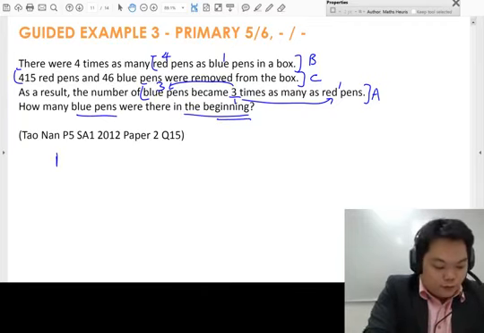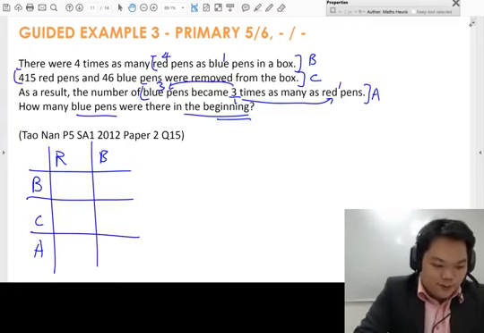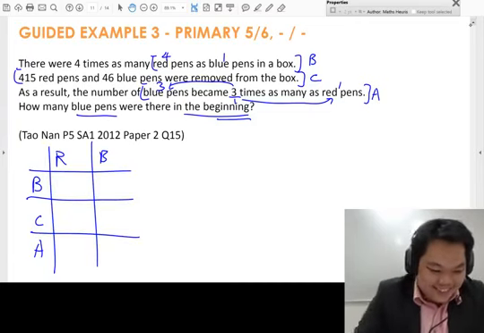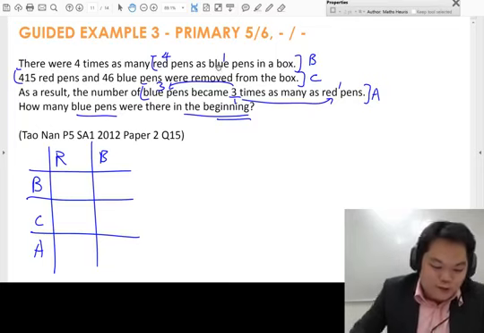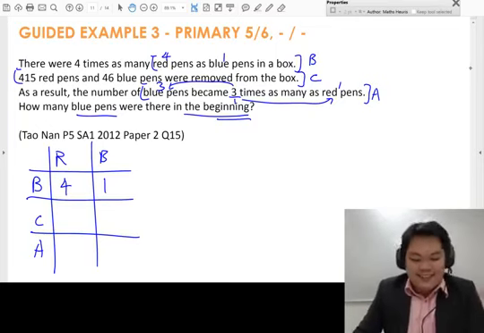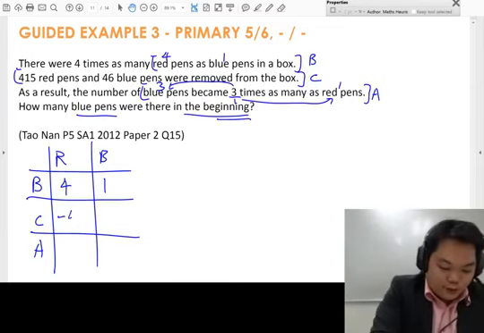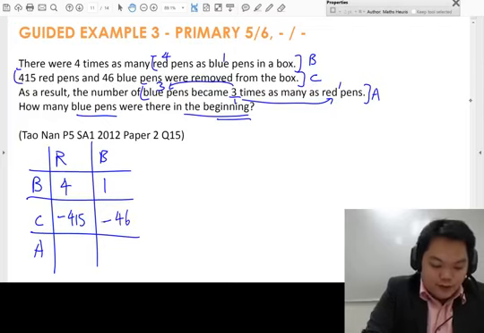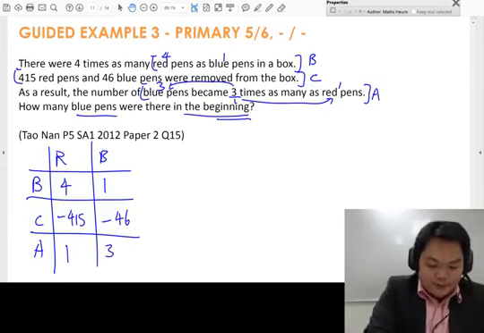Now let's draw out the before, change and after table first. Red, blue, B, C, A. Alright, let's start with the before statement. Red pens got 4, blue pens got 1. Then the red pens and blue pens were removed. Minus 415, minus 46. Now your blue pens got 3, the red pens got 1 part.